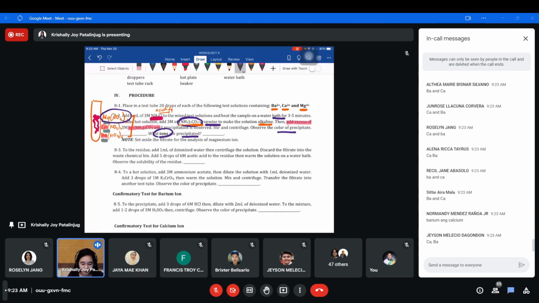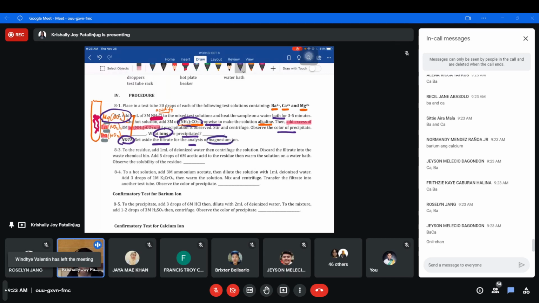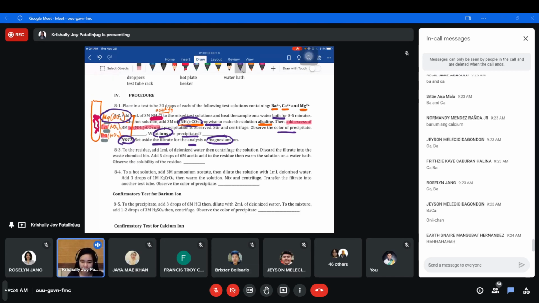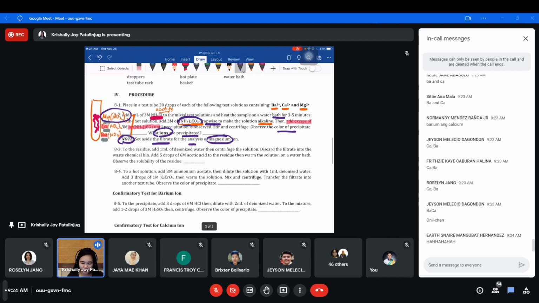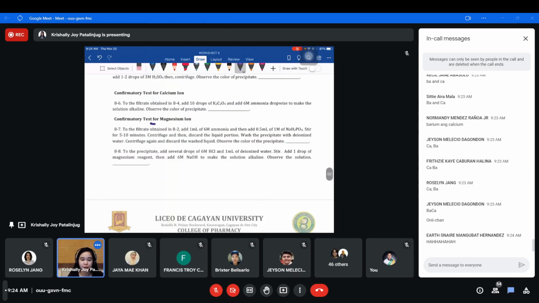Okay, so yan. Then sabi dito, note, set aside the filtrate. Yung filtrate is the liquid portion, ha? Yung liquid portion, yung nasa taas na part, it must be preserved, it must be saved kasi later gagamitin yun for the analysis of magnesium ion para to check, no, to confirm if magnesium is really present on that filtrate, no? So later, may confirmatory test for magnesium. So that would be the last part, no, sa procedure. O next.